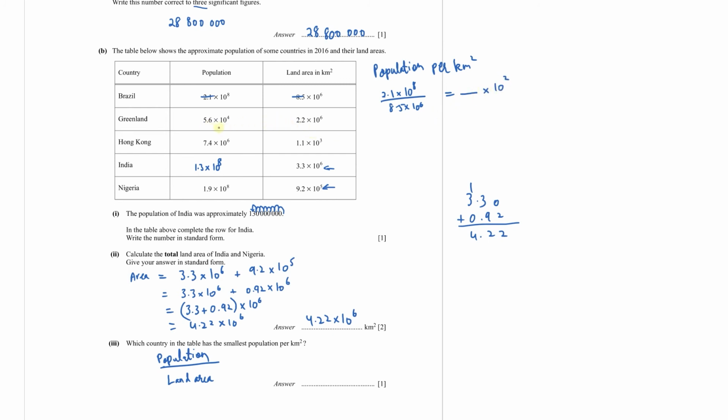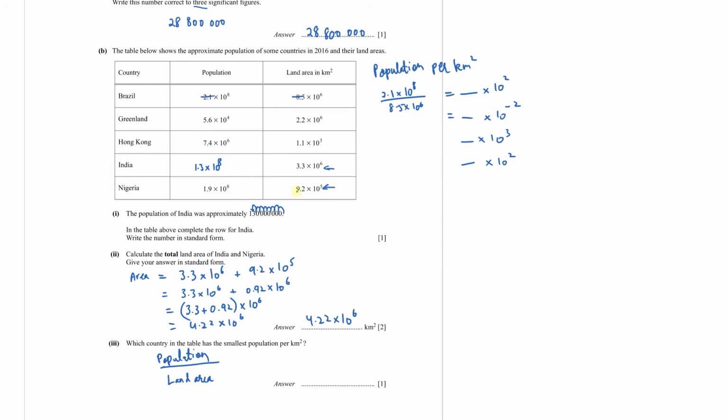Now let's do this for the rest of the countries quickly as well. Ignore these coefficient values, just take the 10 power. So 10 power 4 divided by 10 power 6 will be something into 10 power minus 2. This will be 10 power 6 over 10 power 3, so this will be something into 10 power 3. 10 power 8 divided by 10 power 6 will be 10 power 2. Let me actually write it down a little below: something into 10 squared. And let me just erase this.